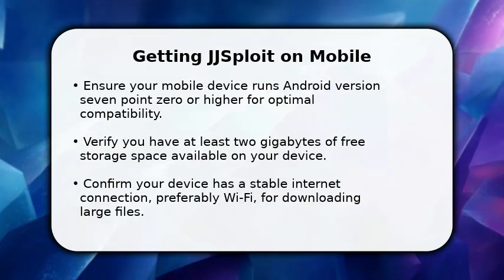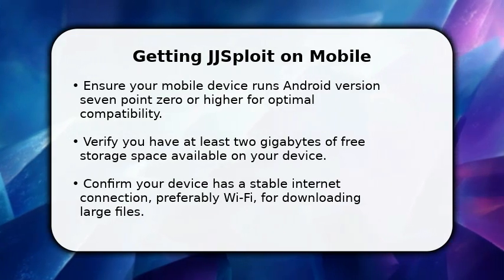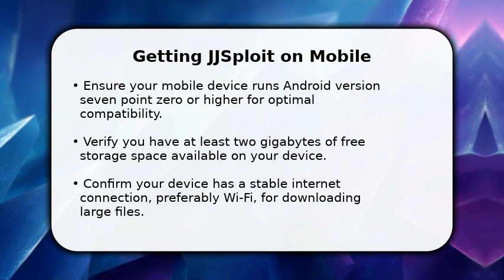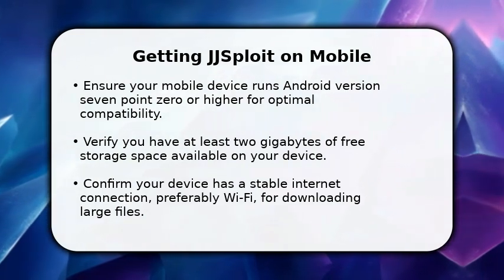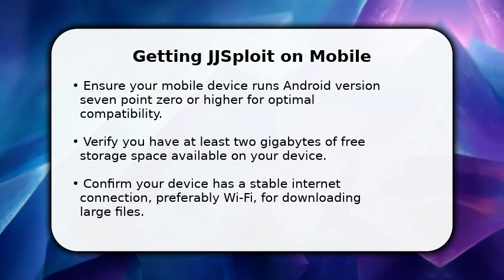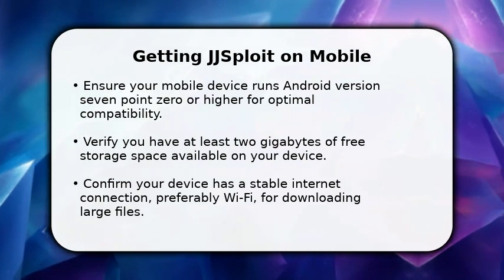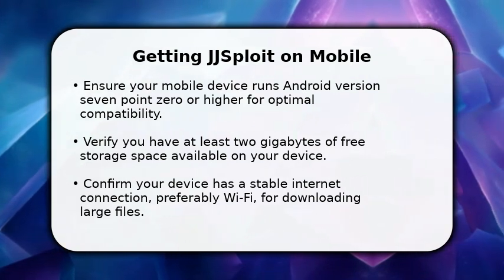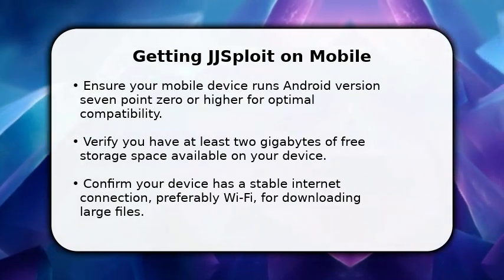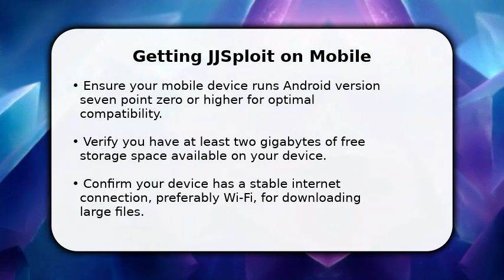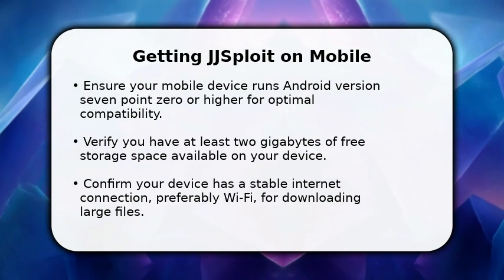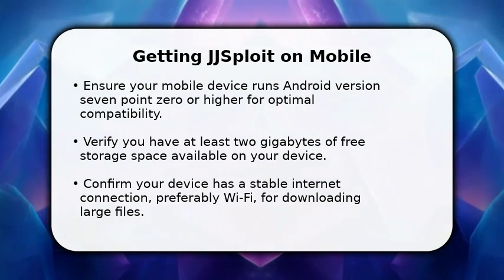In this video, I will explain how to get Jjsploit Roblox on mobile. First, ensure your mobile device meets the minimum system requirements. You'll need Android version 7.0 or higher and at least 2 GB of free storage. A stable internet connection, ideally Wi-Fi, is crucial for a smooth download process. These initial checks will prevent common installation issues and ensure a better experience as you proceed with the setup.